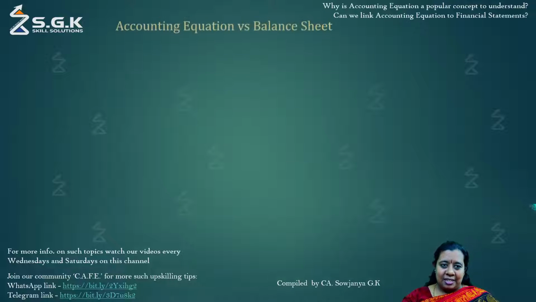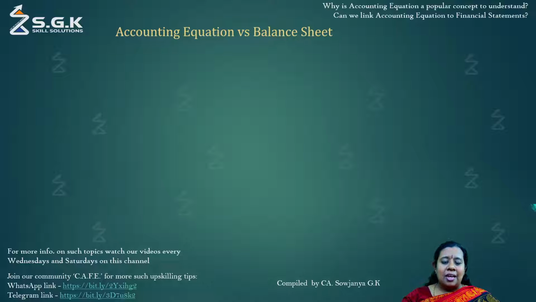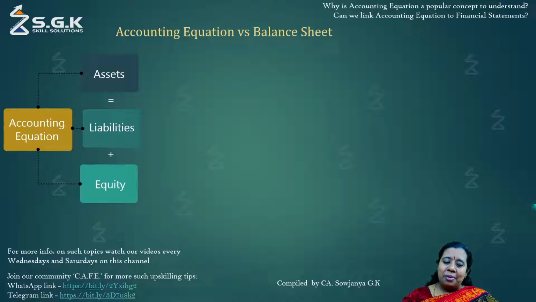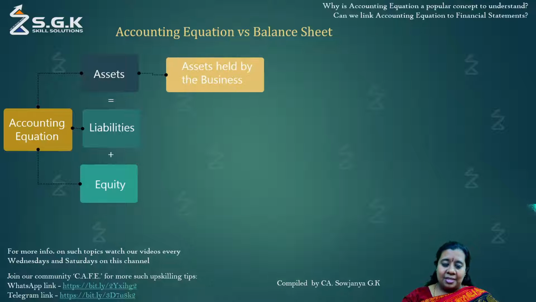Coming to today's content, we are linking the accounting equation and the balance sheet. Is this possible? Can we do this? That is what we're going to be understanding. The accounting equation, as we explained in part 1, is nothing but assets equal to liabilities plus equity. Assets are the resources held by the business in the form of tangible assets. It can be buildings, computers, vehicles, or intangible assets in the form of some licenses or some patents.